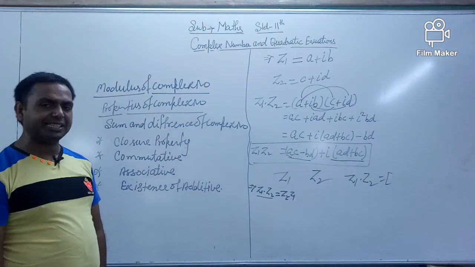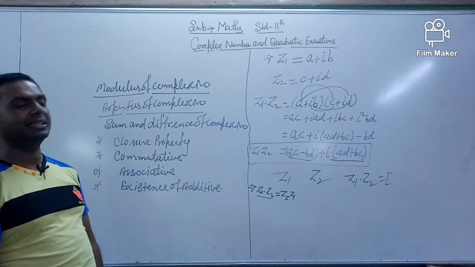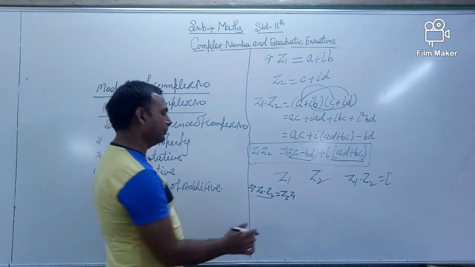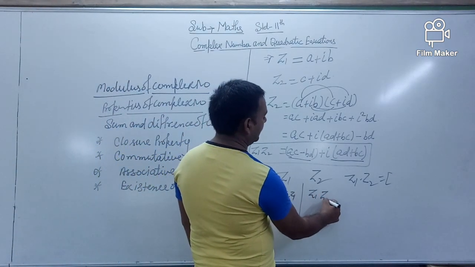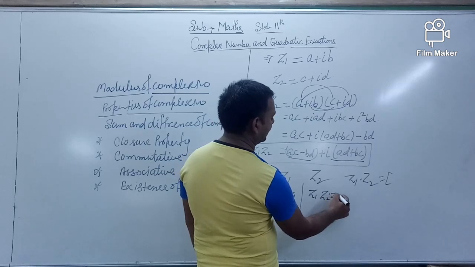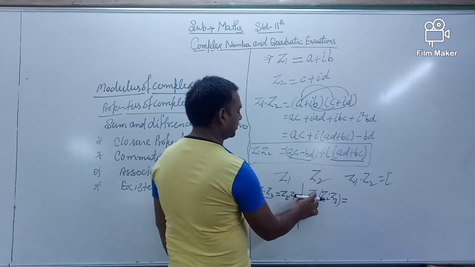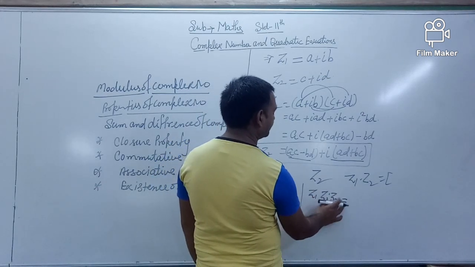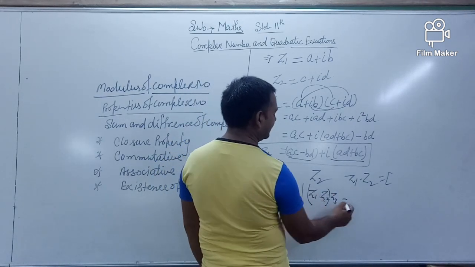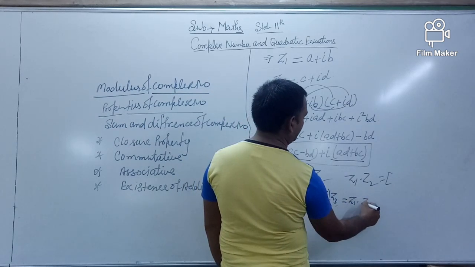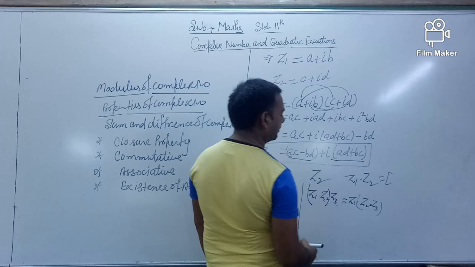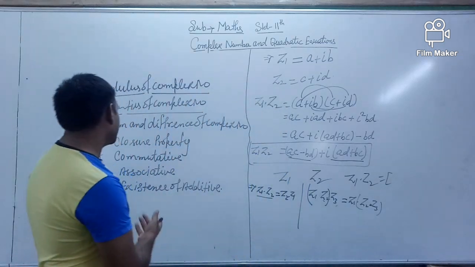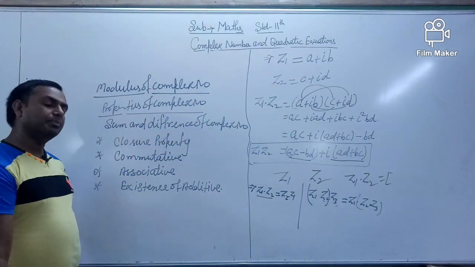The second property is the associative property. Associative property means if you have three complex numbers, z1, z2 and z3, so I multiply z2 and z3, then z1 into z2 z3 is equal to z1 into z2 into z3. So we write it in that form. This is called the associative property in the case of multiplication.